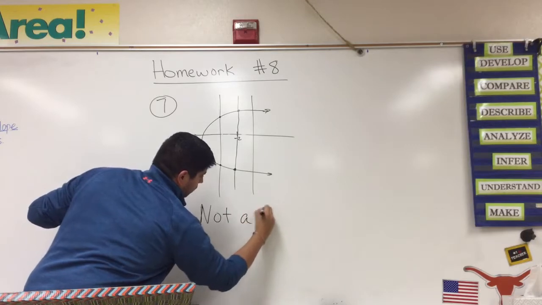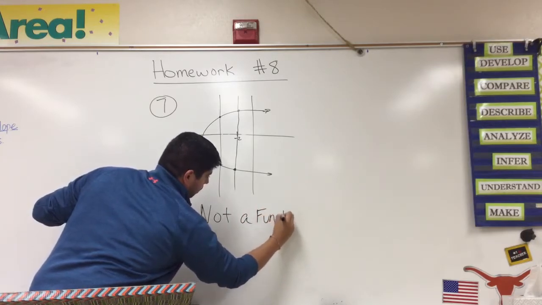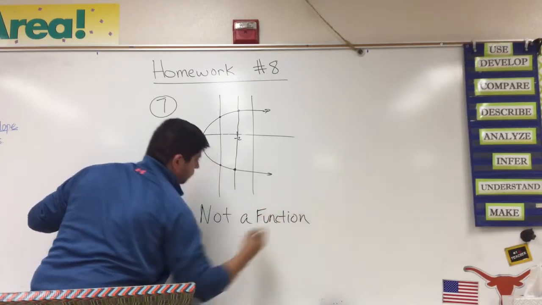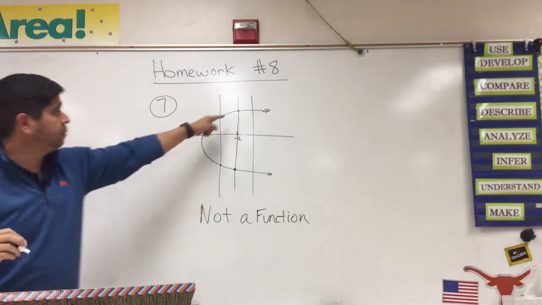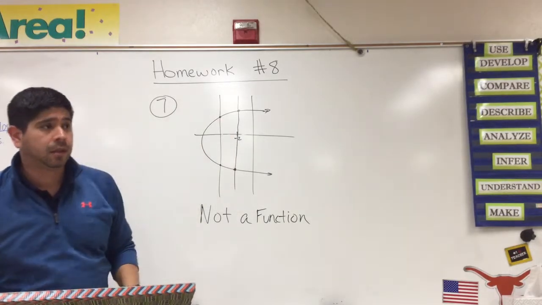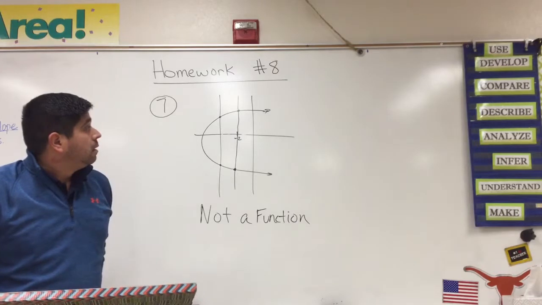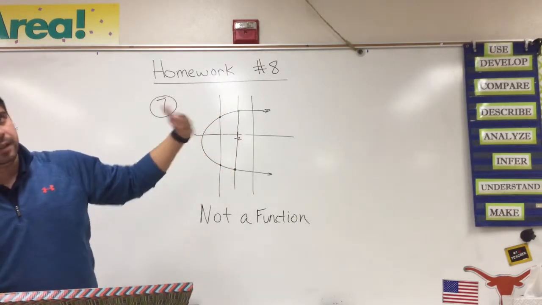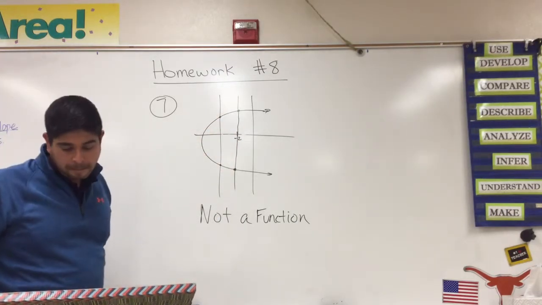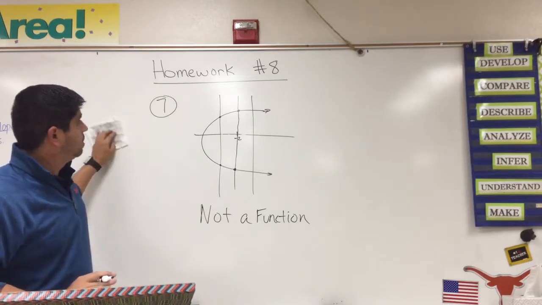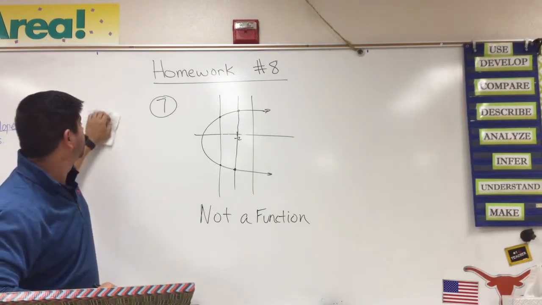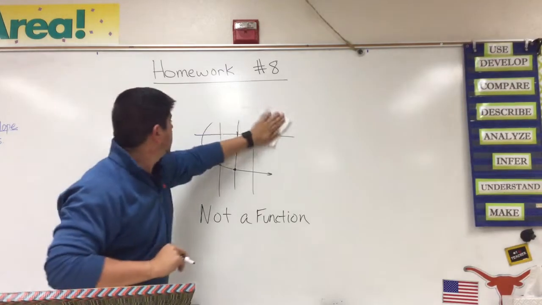Not a function, because it hits in two places. It can't hit in two places. So anytime you see a curve that goes like that, it's automatically not going to be a function. All right, that was number 7. Okay, let's look at number 8.